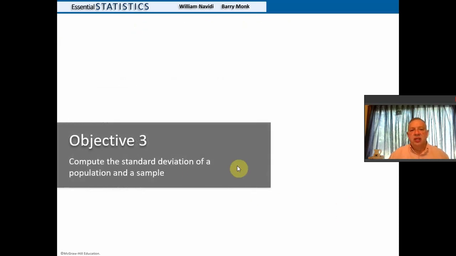So compute the standard deviation of a population and a sample. Once we do the variance, the standard deviation is given. It's basically just going to be the square root of those numbers. Remember, they were either sigma squared or s squared. We're going to take the square root to get rid of the squared part, and that'll be the standard deviation. And we'll just use the correct symbol for the population or the sample.